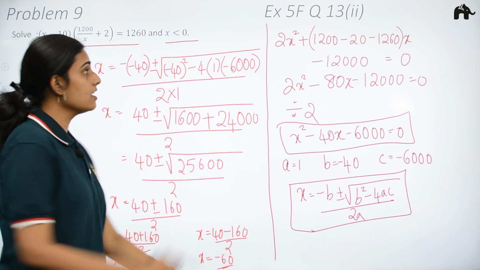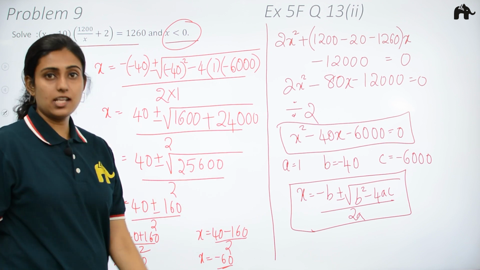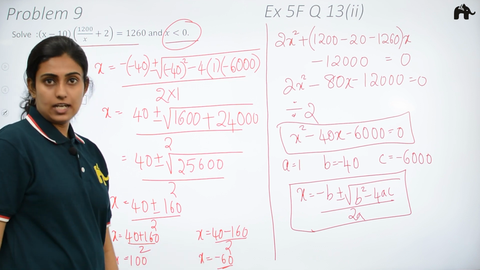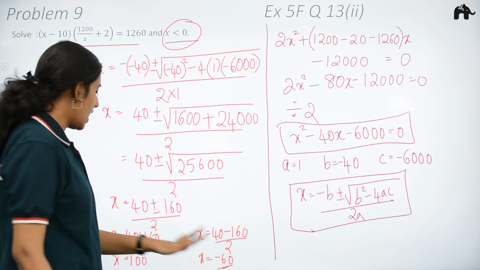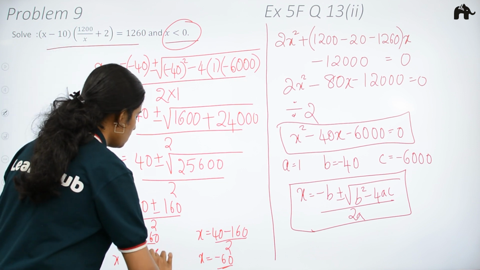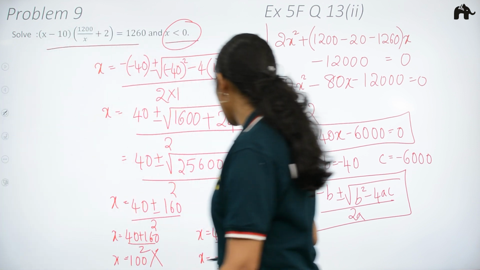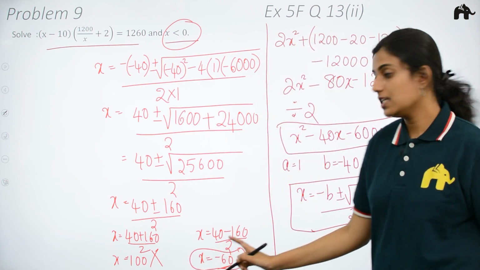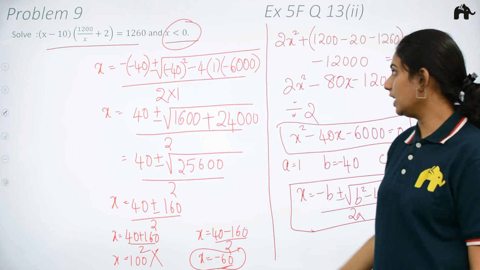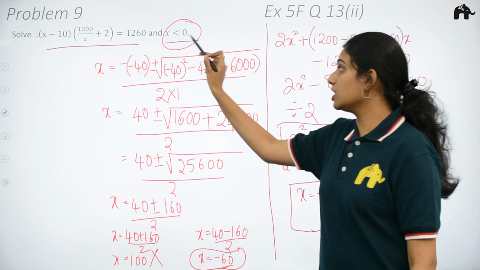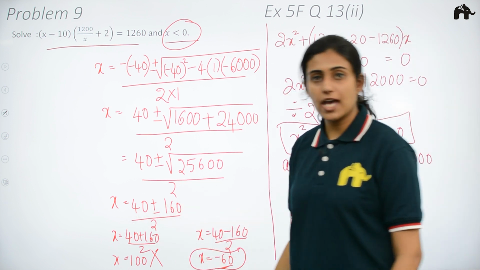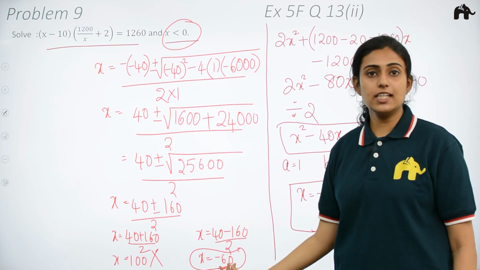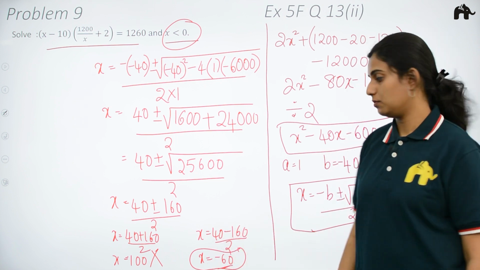Now, what is the condition? We have x should be less than 0. Here, one number is positive and the other is negative. X is 100, which is greater than 0, which is not possible. Reject that number. And the remaining one is x is equal to minus 60. This is the answer for this question. Okay. You have to remember this condition. After solving, when you get two values, check if it is less than 0. Take only the value that is less than 0.